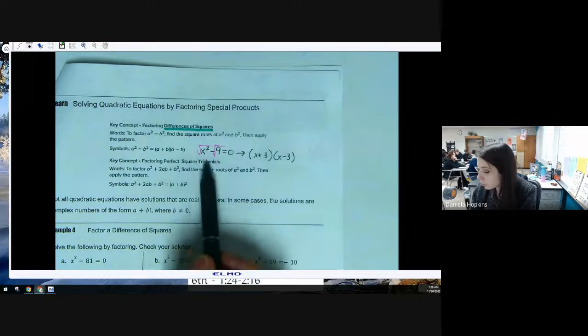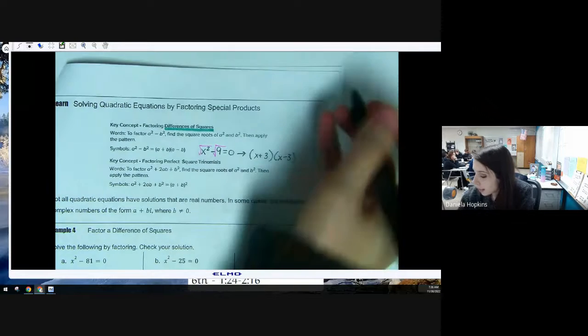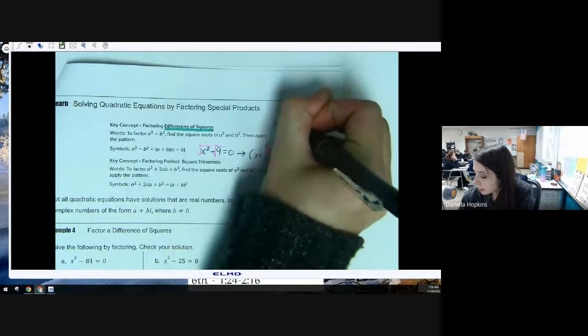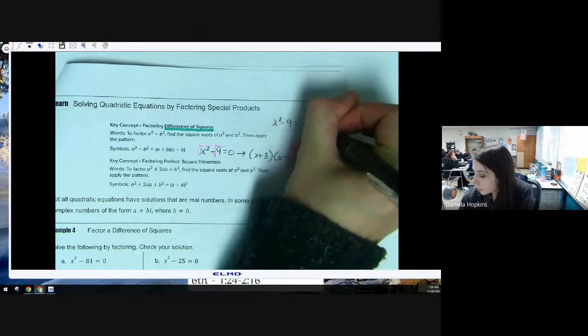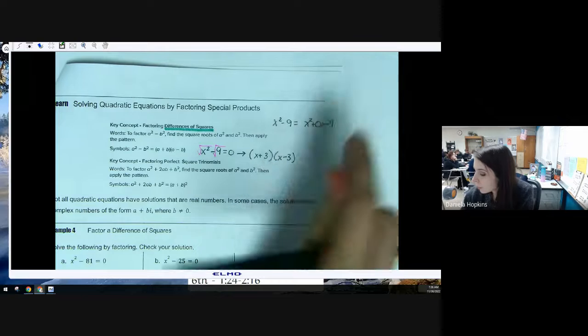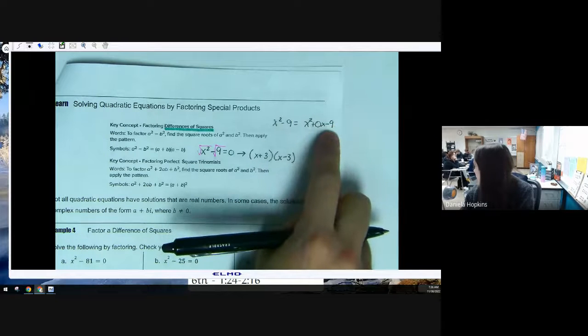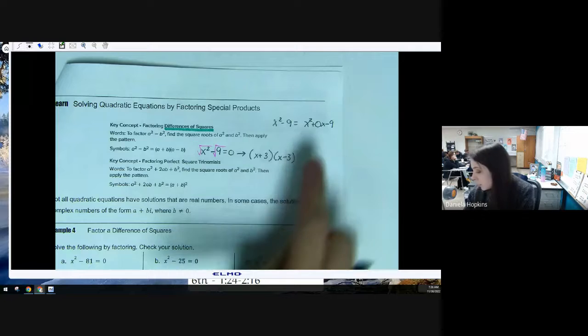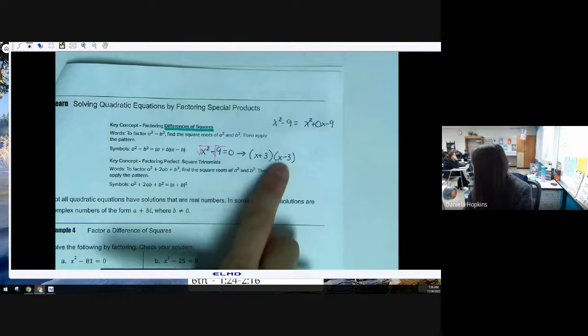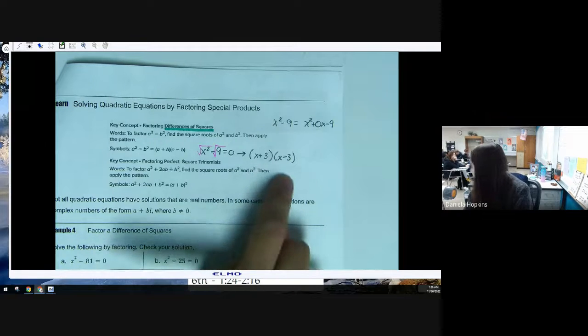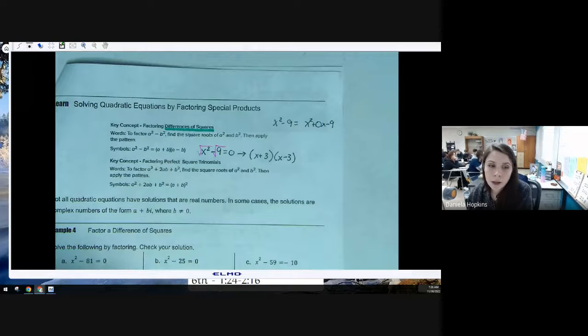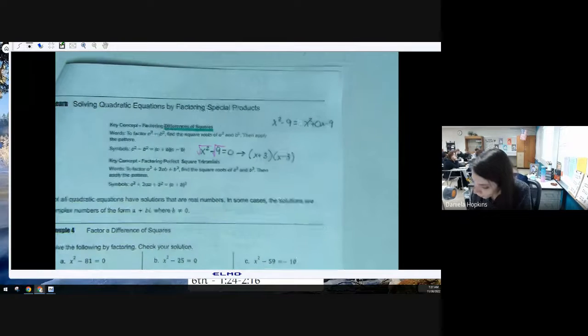You don't have to go through, because normally we would say x squared minus 9 is the same as x squared plus 0x minus 9, and you would list factors that multiply to negative 9 and add to 0. Do you see how negative 3 and 3 does that? This is just saying skip all that, recognize what this is, and factor it. So difference of squares is the first one.